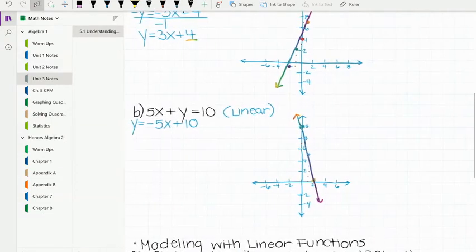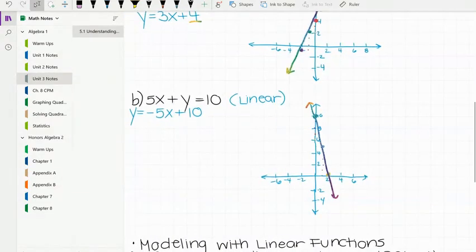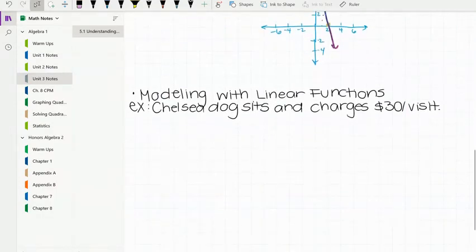Our last topic is going to be modeling with linear functions. So it doesn't really give us much here, but I'll kind of help guide us to what we need. So all we have is Chelsea dog sits and charges $30 per visit. So the first thing I want us to do is come up with the function. So we know that for a function, it's going to be f of x, and it's really just going to be 30x, because that's $30 per dog visit.